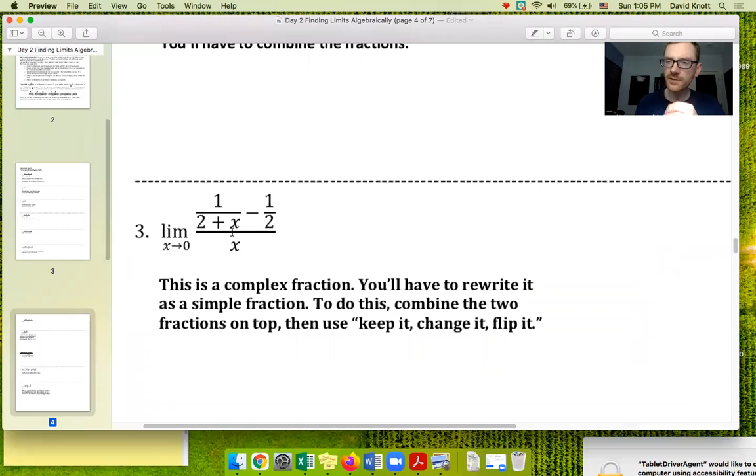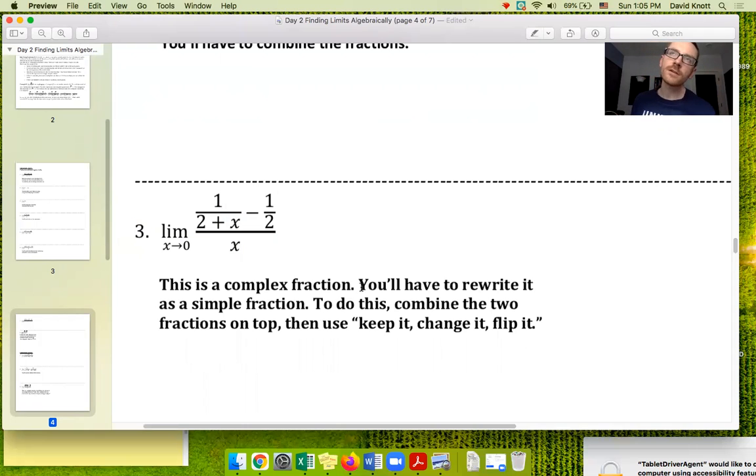That's a complex fraction. You've got fractions within fractions. If you have an expression like that, you'll have to simplify the complex fraction. Simplifying complex fractions basically means you make the numerator of the entire expression into a single fraction, you make the denominator into a single fraction, and then you use keep it, change it, flip it. It's kind of a complicated story.